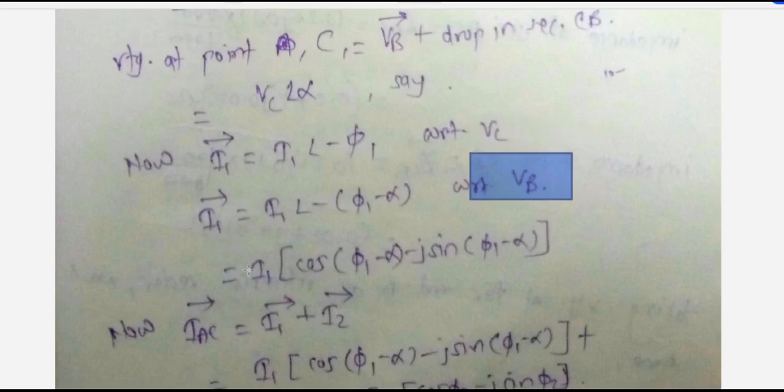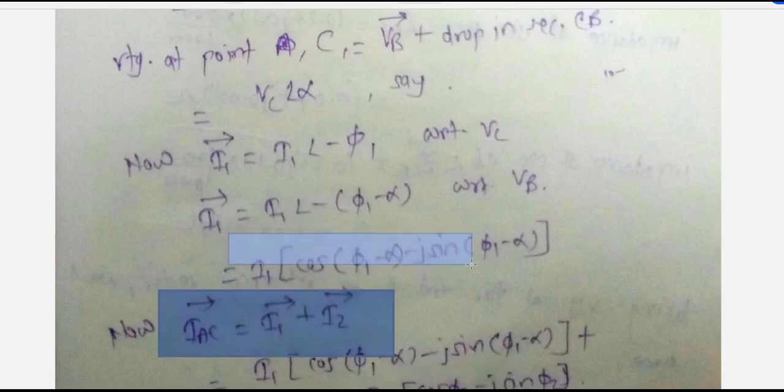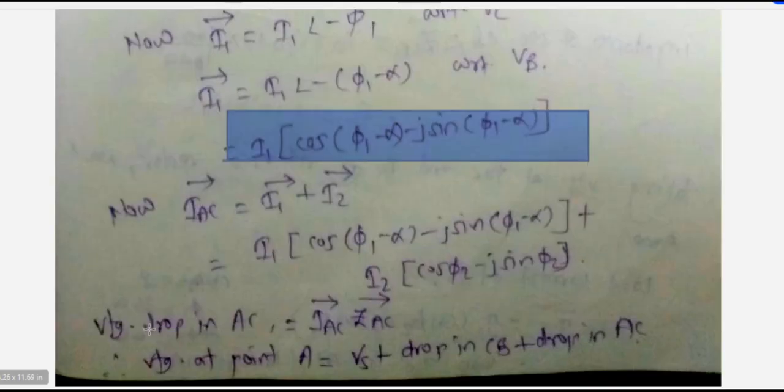Putting all these values together, we are interested in converting this angular form into another form, cos and sine form. So it becomes I1 in bracket cos of (phi 1 minus alpha) minus j times sine of (phi 1 minus alpha). We know that IAC is equal to I1 plus I2. So taking these two additions, we will get the voltage drop in AC, that is IAC into ZAC. The voltage at point A is equal to VC plus the drop in CB and the drop in AC.